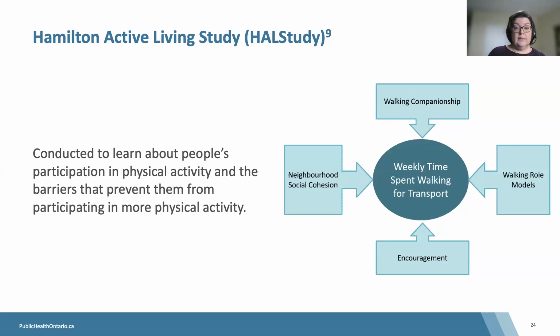So in terms of results, of all of the aspects of the social environment that this study measured, it was having role models and a sense of neighborhood social cohesion or sense of belonging that increased weekly walking time in Hamilton. So those were the 2 that increased walking time the most: having role models and having that sense of belonging in your community.